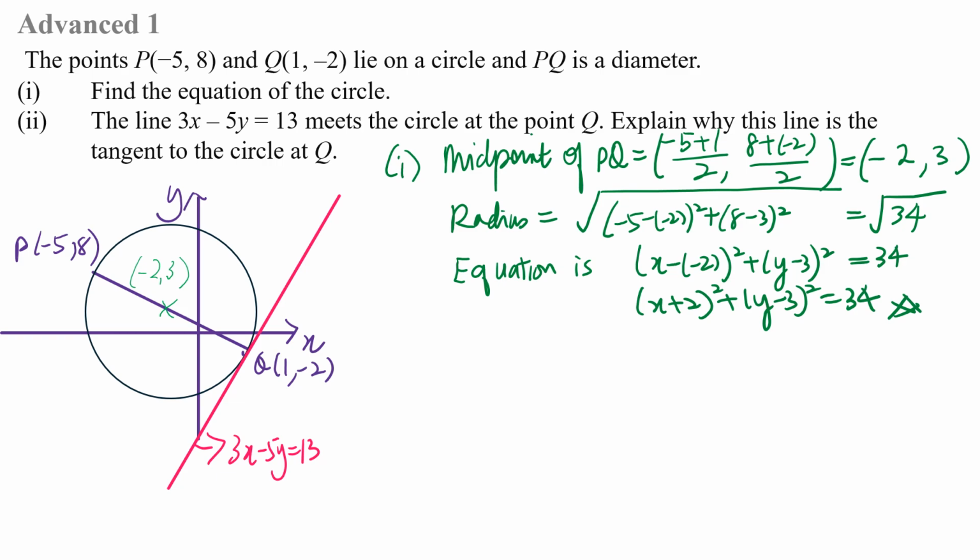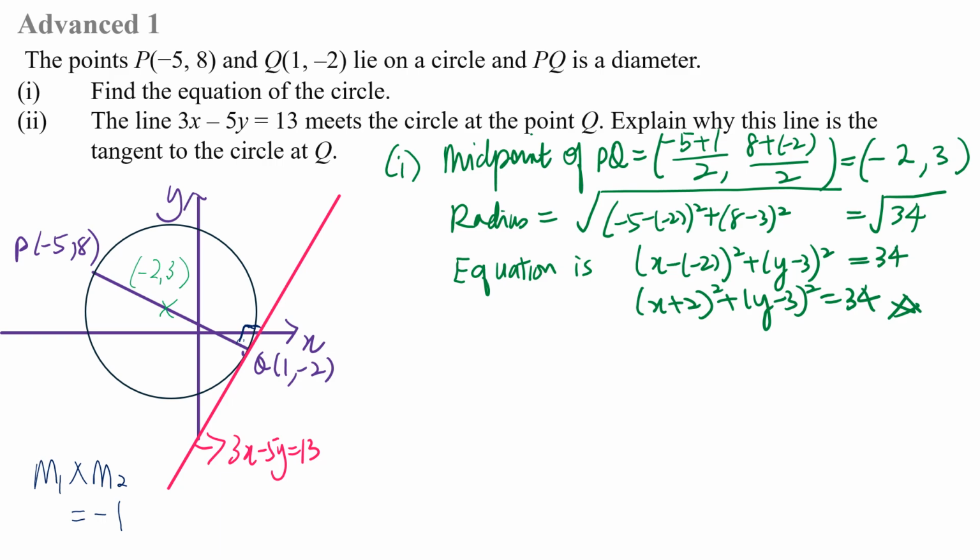Yes, the tangent is perpendicular to the radius, right? And if the tangent is perpendicular to the radius, then what other concepts can we relate to? If two lines are perpendicular to each other, what other concepts can you relate to? Yes, these two gradients multiplied together will give you negative 1. So in other words, if I can prove that the gradient of PQ multiplied by the gradient of the red line equals negative 1, then I can convince people that the red line is actually a tangent line. So this is exactly what we're going to do.